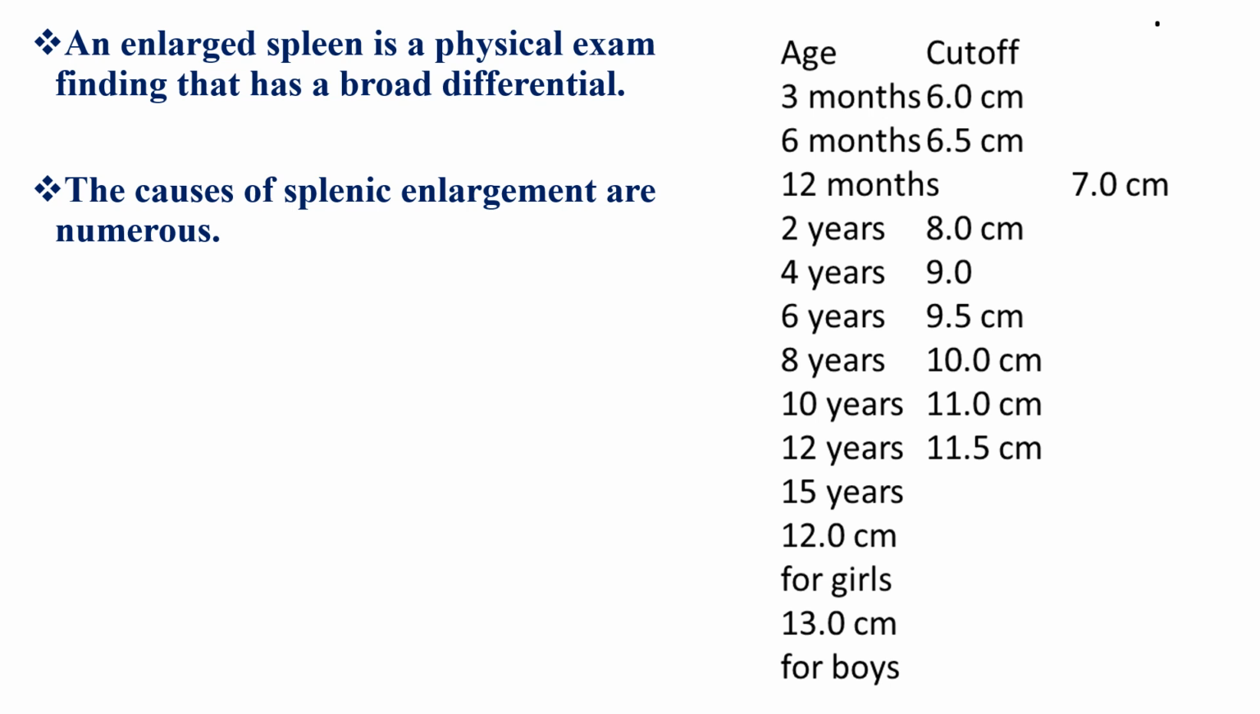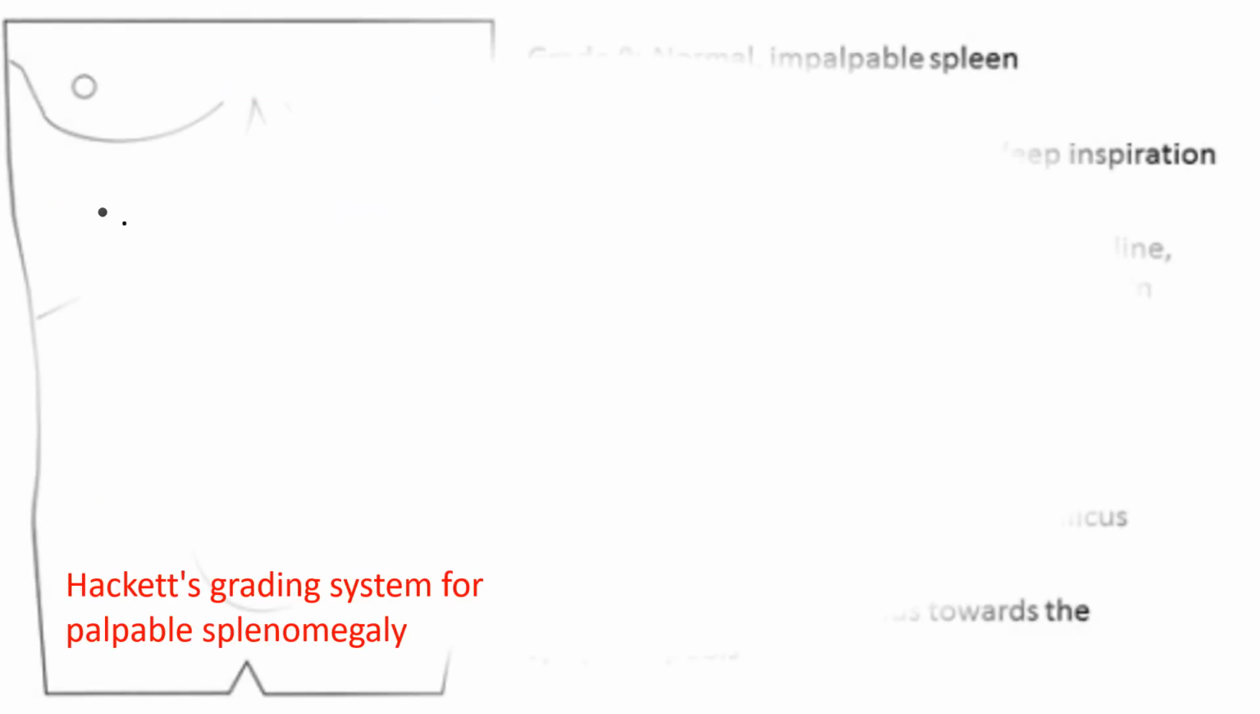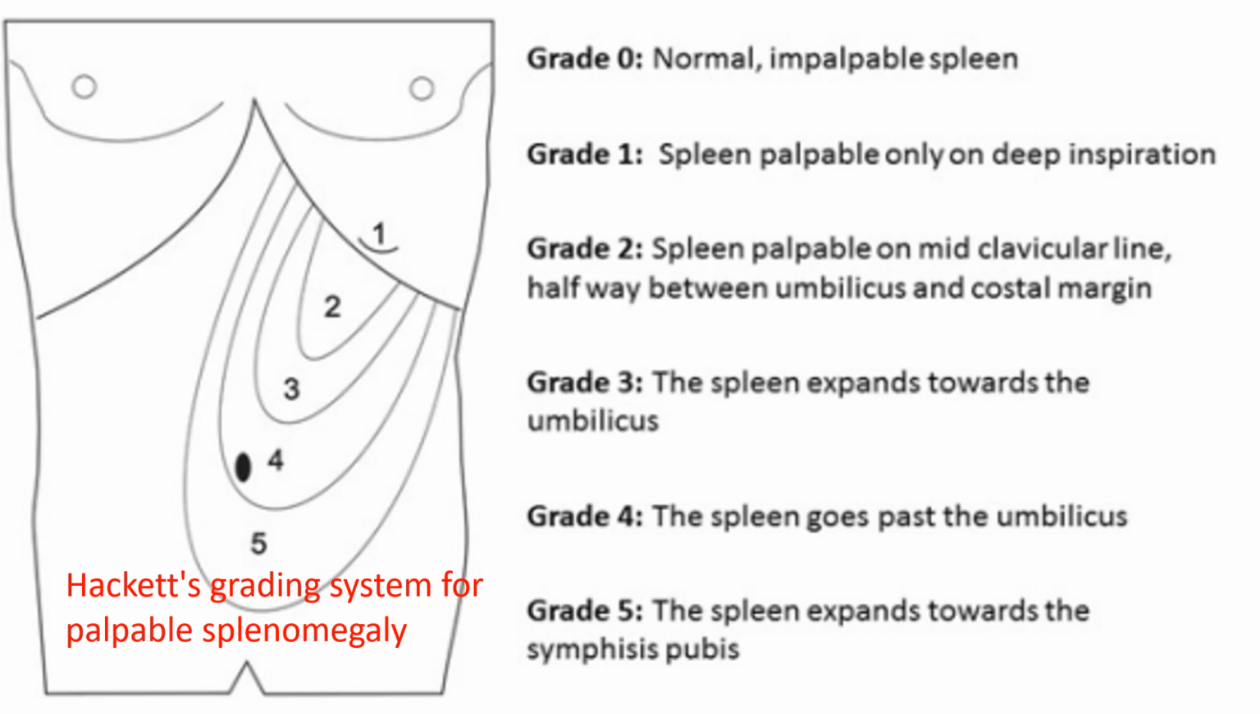An enlarged spleen is a physical exam finding that has a broad differential. We say splenomegaly based on the size of the spleen for age, as you see on this table. The causes of splenic enlargement are numerous, but to make it easy, we classify them into three distinct categories: congestive, infiltrative, and proliferative, C.I.P. We classify splenomegaly based on Hackett's grading system for palpable spleen.